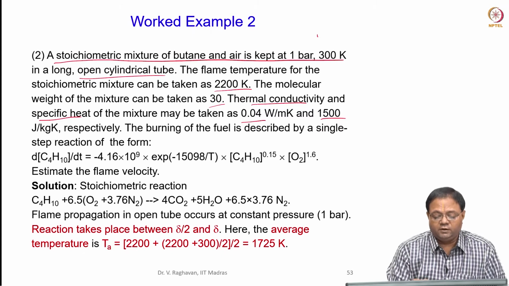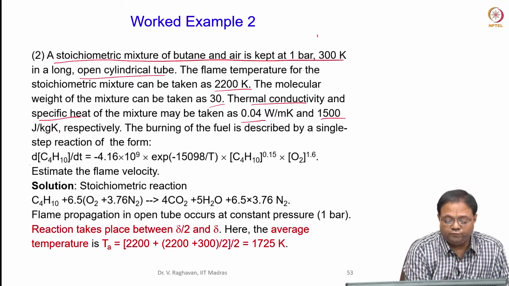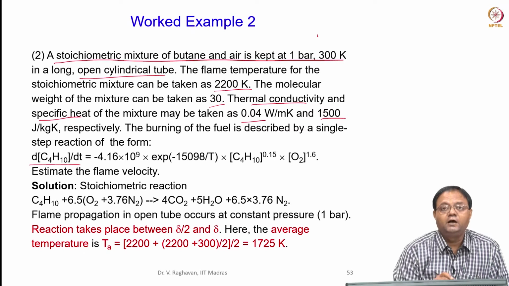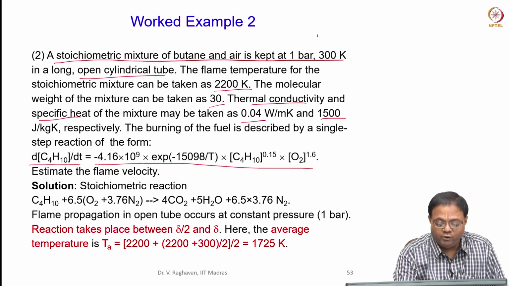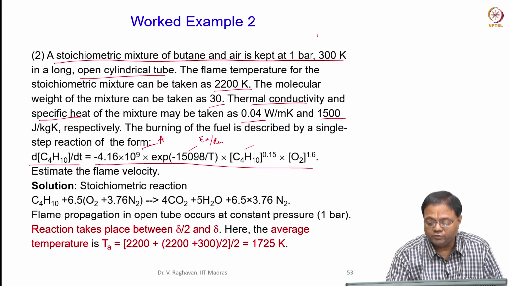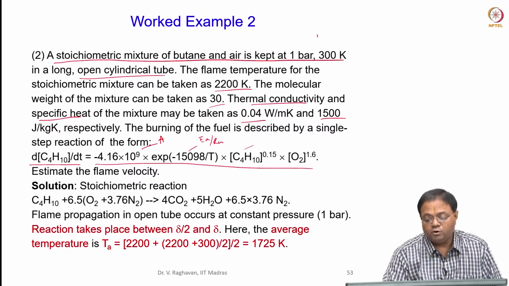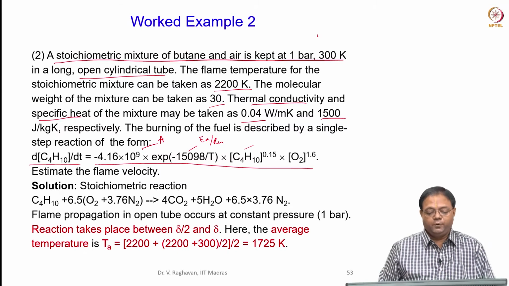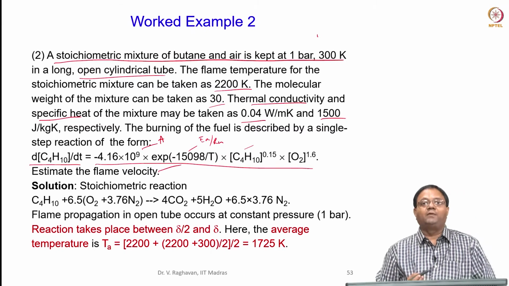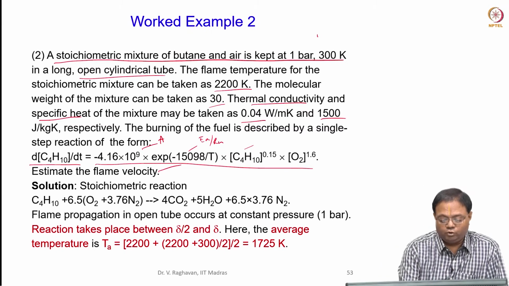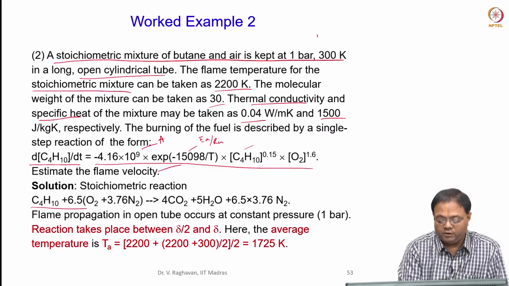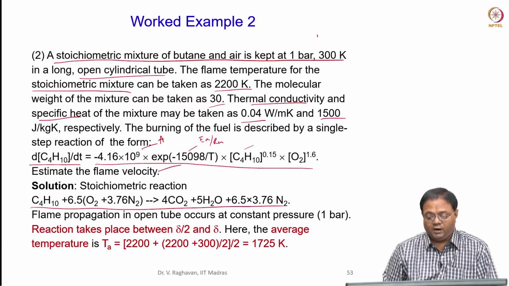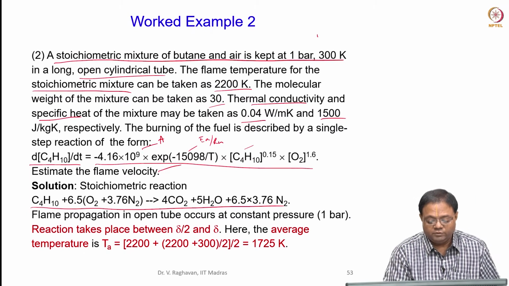The reaction rate is given as the consumption of butane, so it is negative. This is the A value, this is the EA by RU value, and this is the concentration of butane power m and the concentration of oxygen power n. It is a single step reaction. So what is the flame velocity or the laminar flame speed? This is a stoichiometric mixture, so write the equation for the stoichiometric mixture like this. This is what is taking place.